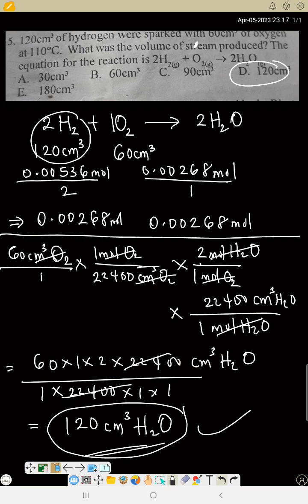So remember, the method I use is to do it from the source, from the beginning. That is why it's like this. So you have to understand concepts. So 120 centimeter cube is correct.